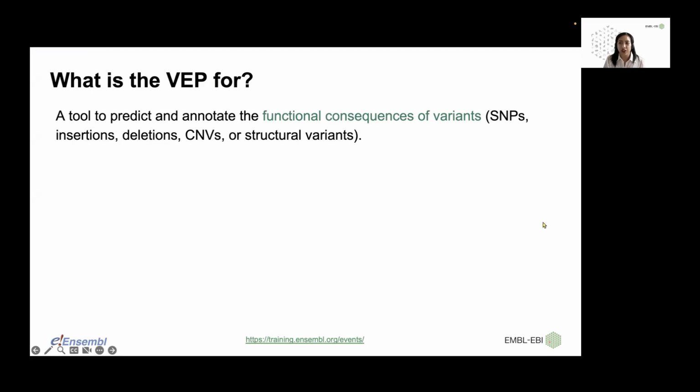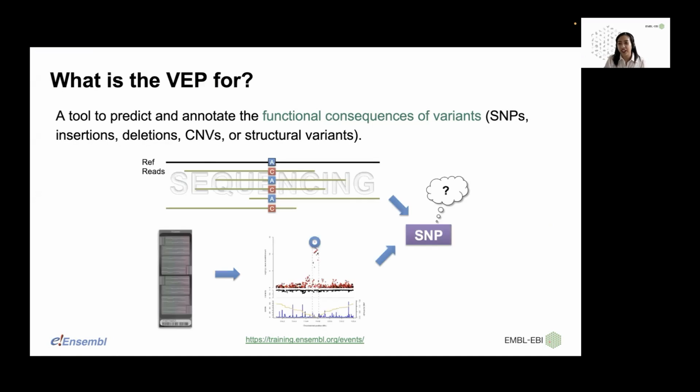So let's say you just received your sequencing data and you've called variants from this data, and now you want to find out more information, for example, the consequence of your variants. This is what you can use VEP for. You can find out the effect of your SNPs, insertions, deletions, and any structural variants.